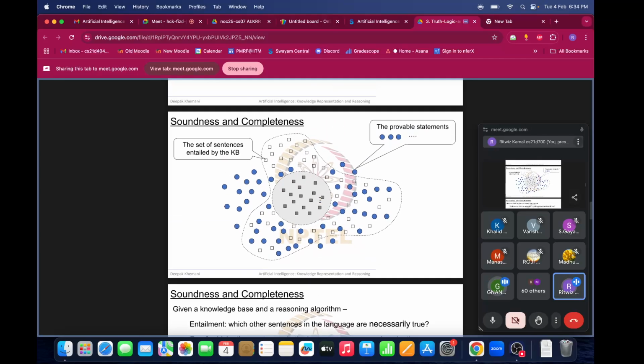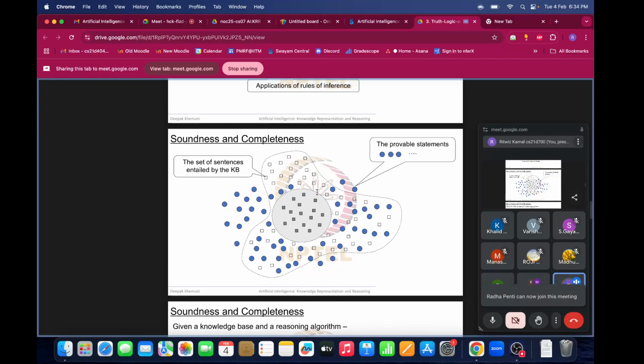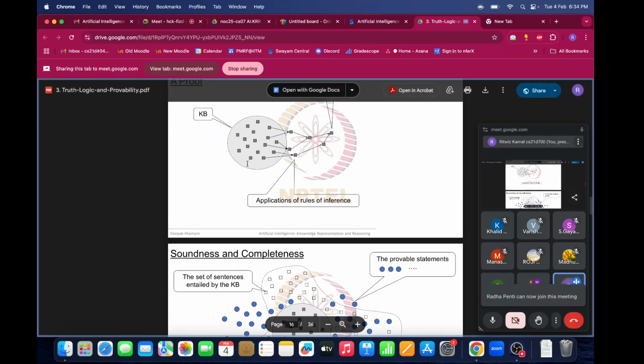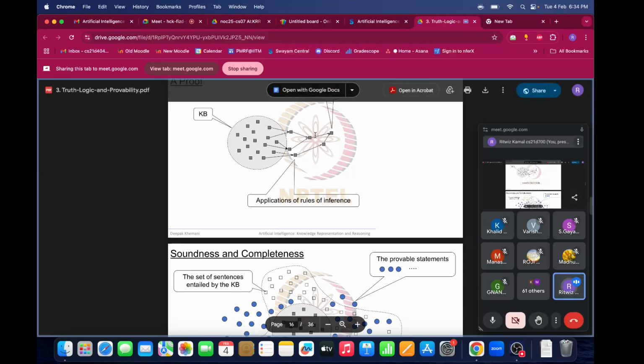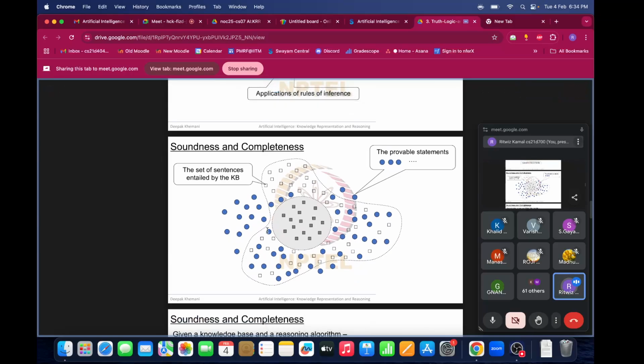Okay, and what is a provable statement inside the boundary? A provable statement inside the boundary is something like this. You had some facts in the knowledge base, you applied some rules of inference, and arrived at some new sentences, right? If these sentences happen to be always true, they will be within the boundary of the sentences entailed by the knowledge base. If they are not always true, they will be something like these points over here, which we can prove, but we cannot say that these will always be true.